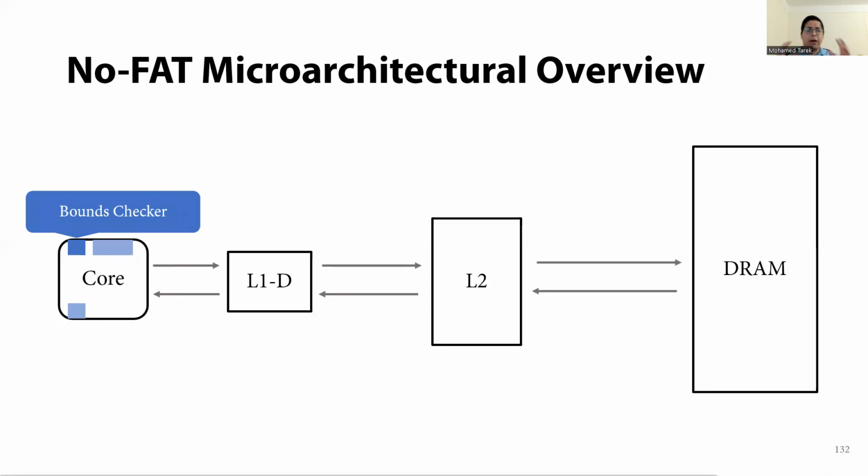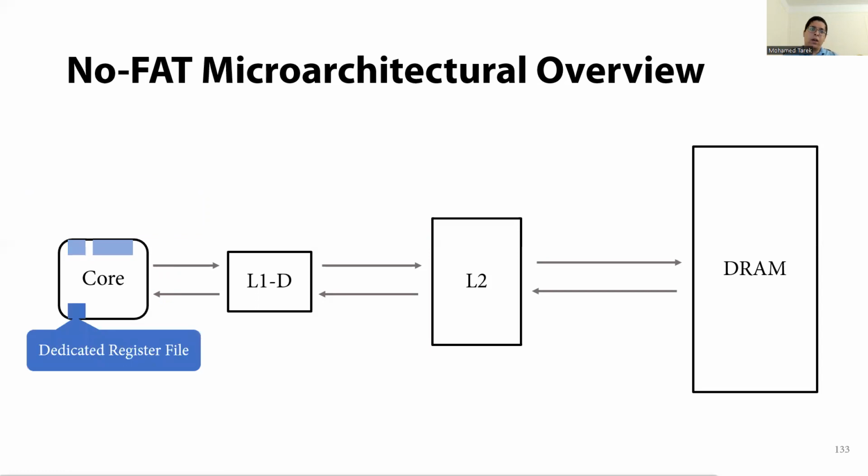Next, NoFat uses a bound checker to validate all memory accesses, as I described before. Finally, NoFat uses a dedicated register file for base addresses, just to avoid adding register pressure on the regular register file.